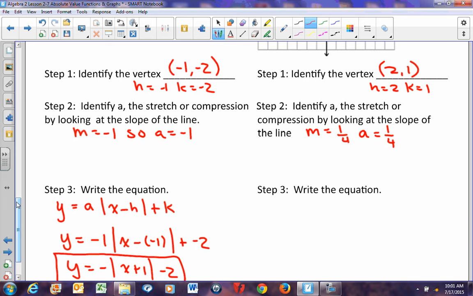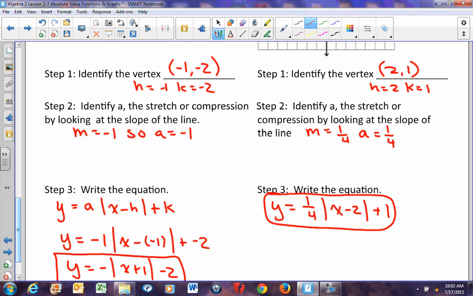So y equals a absolute value of x minus h, plus k, and it's plus 1 because that's positive. So y equals 1 fourth absolute value of x minus 2, plus 1. Simple as that. That's absolute value graphs. Absolute value graphs are actually really easy to graph and fairly simple to work with once you understand that they are simply mirror images. Each side is a mirror image of the other.